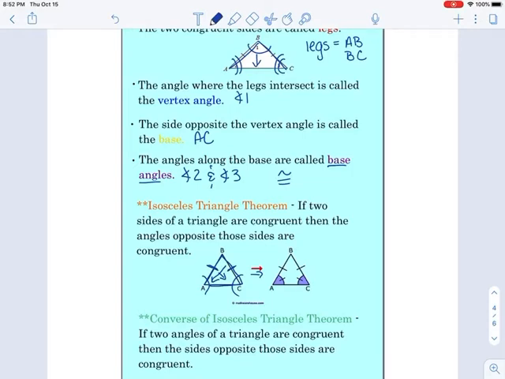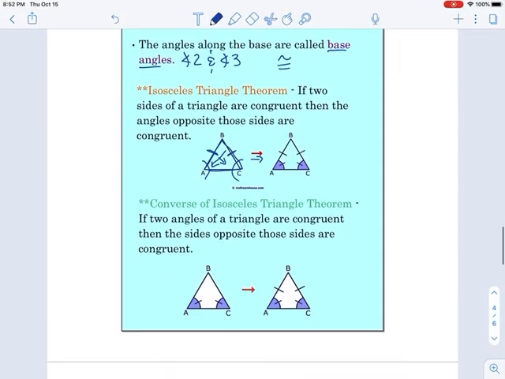You can also say the opposite of that, the converse of the isosceles triangle theorem. So if you knew that the two angles were equal, then I can also tell you that the sides opposite those angles are equal. So if I was given angle A is congruent to angle C, I go directly opposite angle A, I would have side BC. And then if I go directly opposite angle C, I'd have side AB. So that means that AB is going to be congruent to BC.